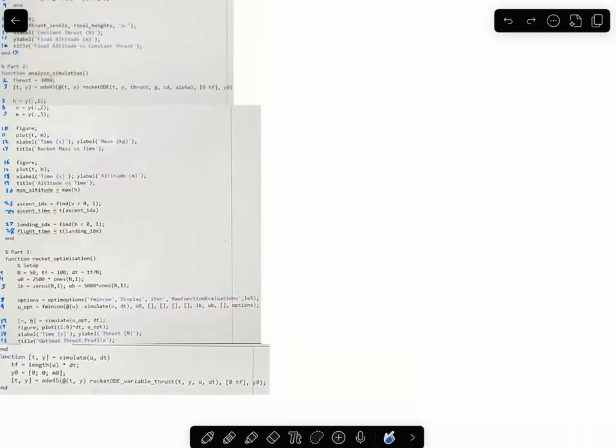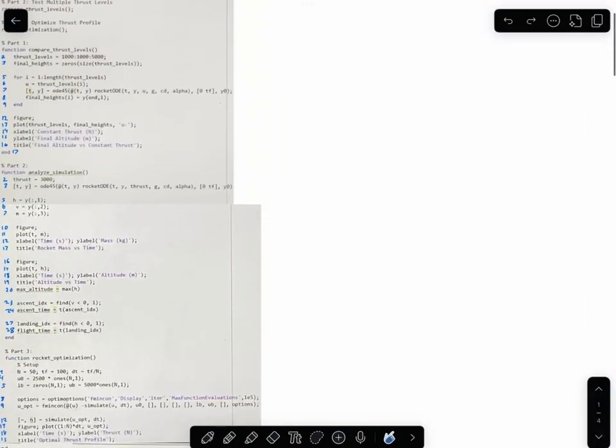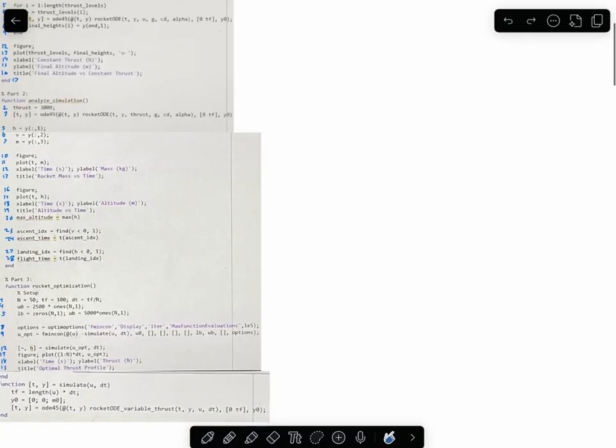In addition to just explaining the code, I'm also going to explain how the code actually meets the project requirements that the problem statement suggested. So what the problem wanted us to do is it wanted us to simulate constant thrust scenarios. In part 1, it simulates from 1,000 to 5,000 newtons, and it plots the final altitude. In addition to simulating the constant thrust scenarios, the project also wanted us to plot and analyze our results. Part 2 gives us plots for mass, altitude, and velocity, and it also extracts key values.